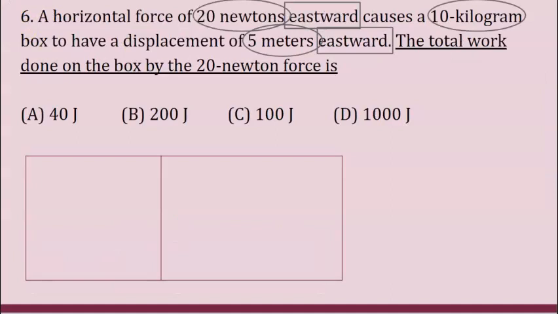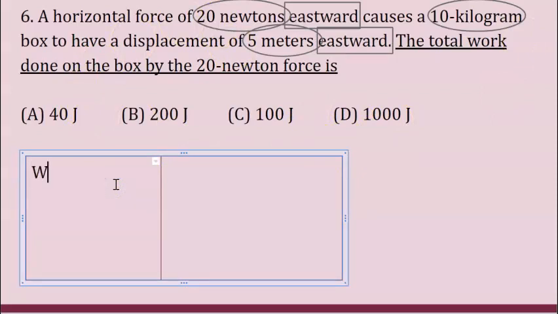For question 6, it says a horizontal force of 20 newtons eastward causes a 10 kilogram box to have a displacement of 5 meters eastward. The total work done on the box by the 20 newton force is what? They're asking me to solve for work, so I'm just going to start by writing W equals question mark. They told me that there's a 20 newton force.